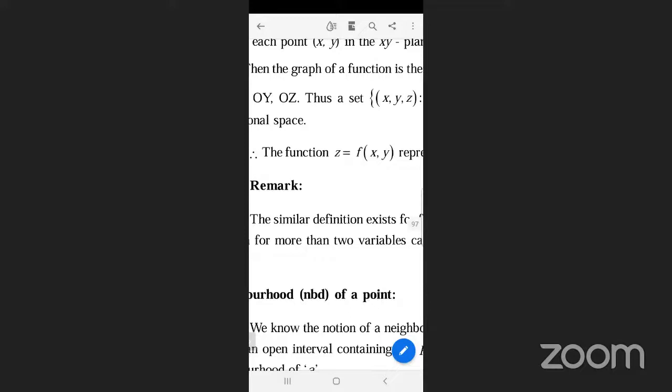In the previous unit we discussed the limit definition and continuity definition. Suppose it is a single variable, then how do we define it? Limit as x tends to a of f of x equals L. That is, x is approaching a and f of x tends to L. Then L is called the limit of f of x at x equal to a. That is for a single variable.